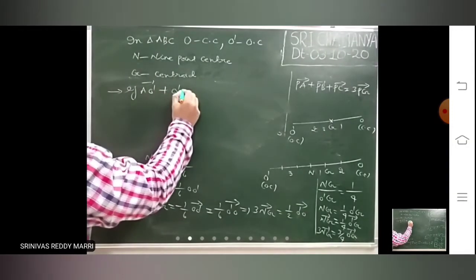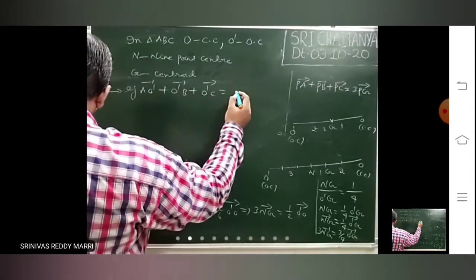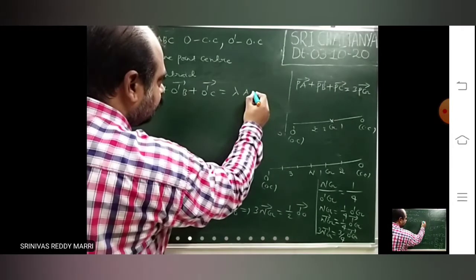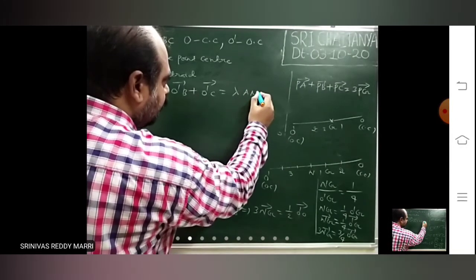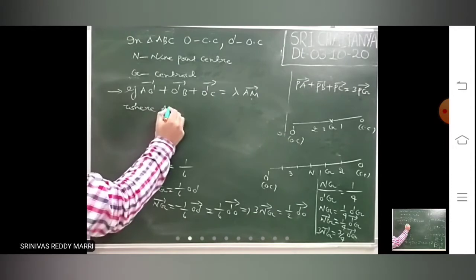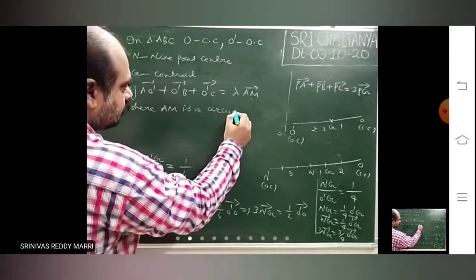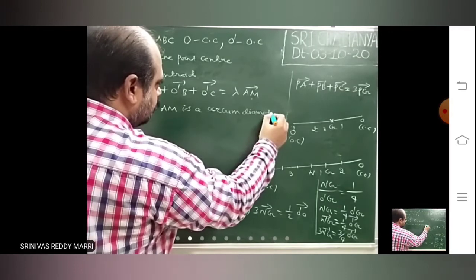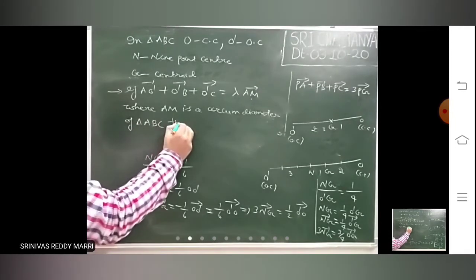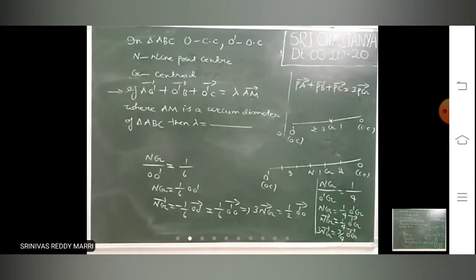If AO' bar plus O'B bar equals lambda AM bar, where AM is a circumdiameter of triangle ABC, then lambda equals what? Suppose look at this problem.